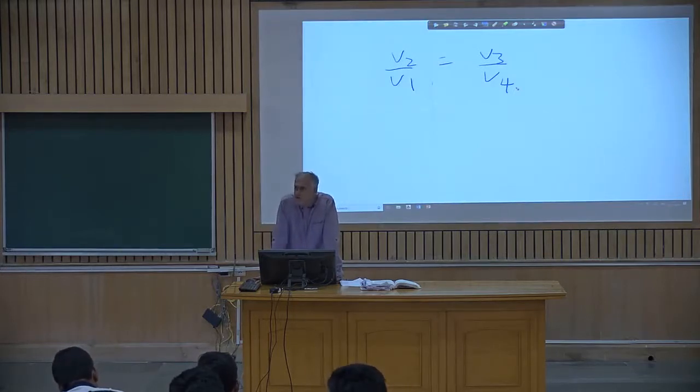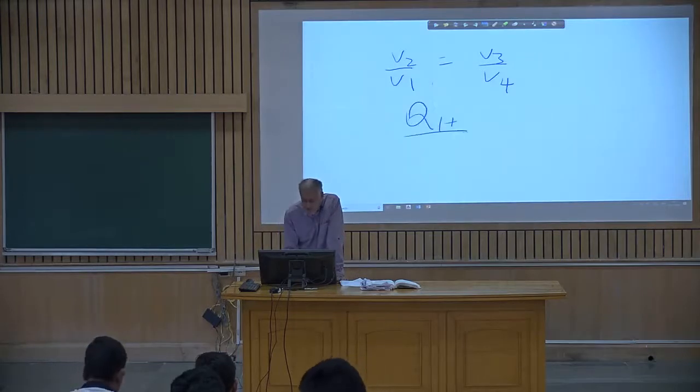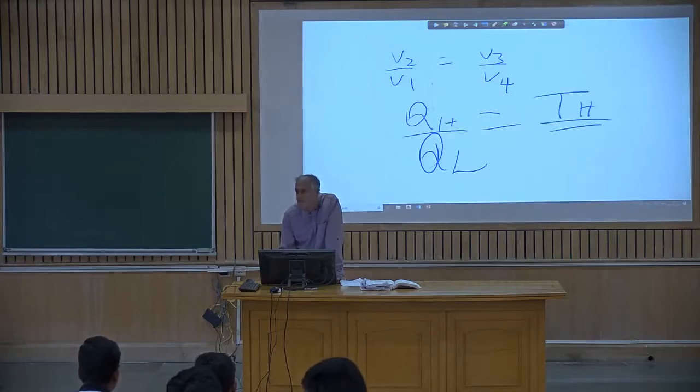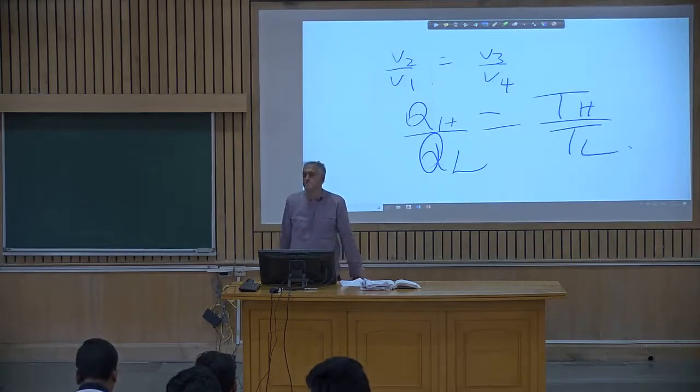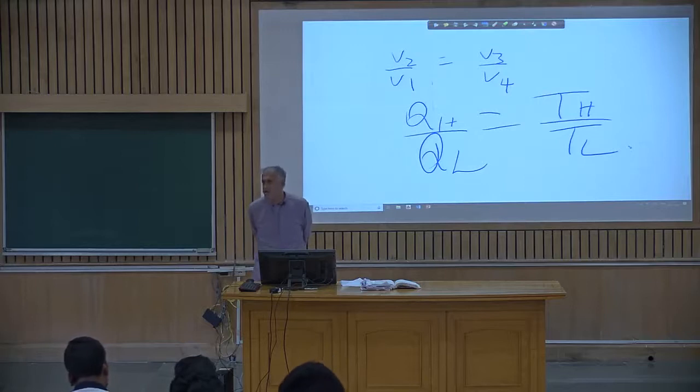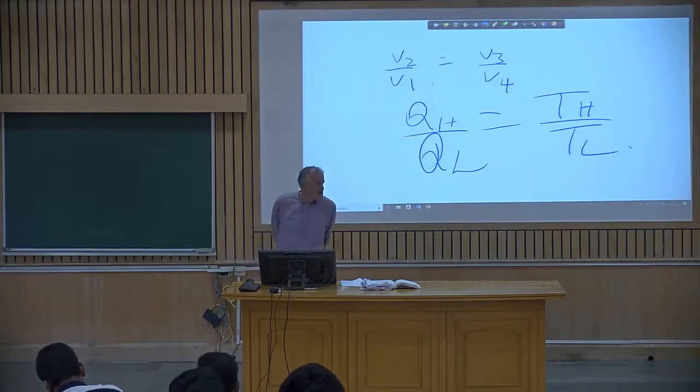So what you got is QH by QL, because all the R got cancelled, the logarithmic volume ratios got cancelled. Now you just manipulate this, again you write it as QH divided by TH is equal to QL by TL. That is basically what Clausius did. That was his first step. Started with a very basic Carnot engine.